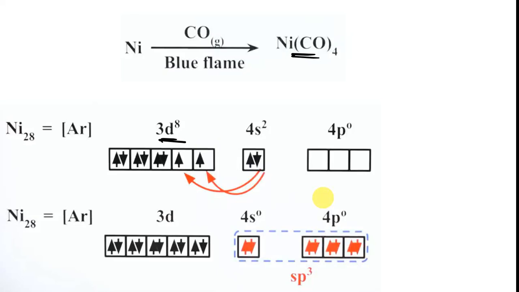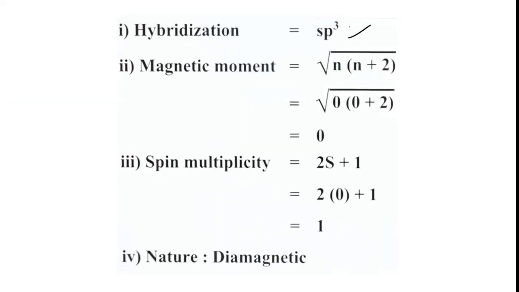So 3d8 in the sense 1, 2, 3, 4, 5, 6, 7, 8 and these 2 will be half filled. When nickel approaches, it forces these s electrons to get paired up here. Then the carbonyl ligand will place its electron in s orbital and p orbital, that is 1 s orbital and 3 p orbitals. Here the hybridization is sp3 and the magnetic moment is 0 and the spin is 1 and the nature is diamagnetic, right? So this is the thing we can get from VBT.